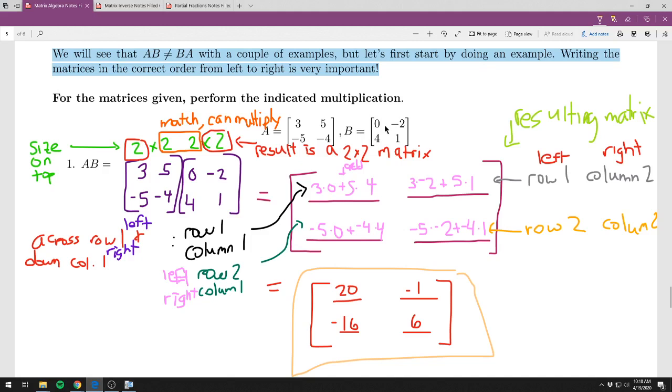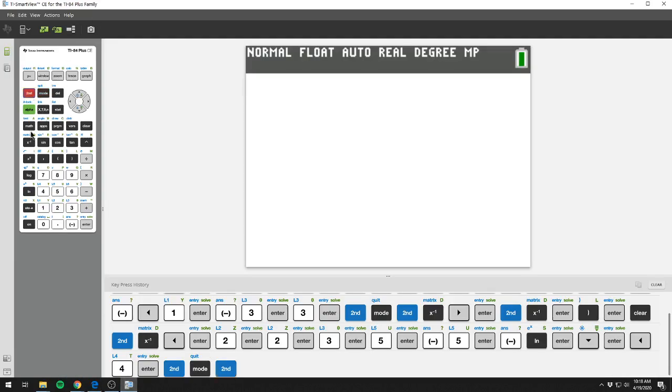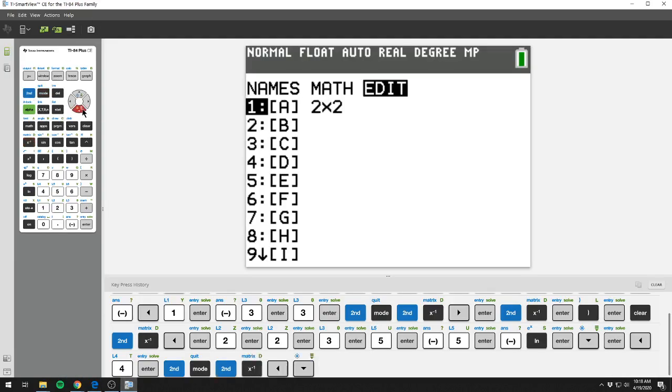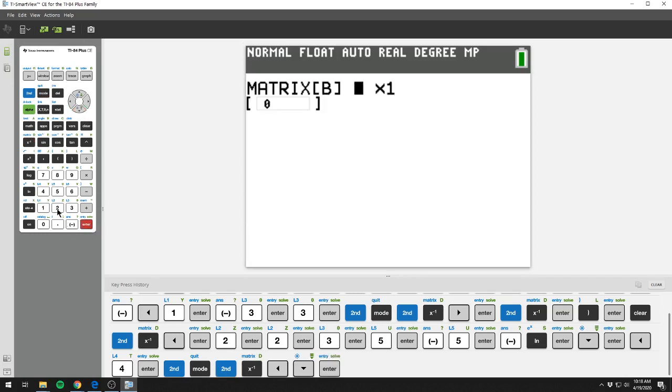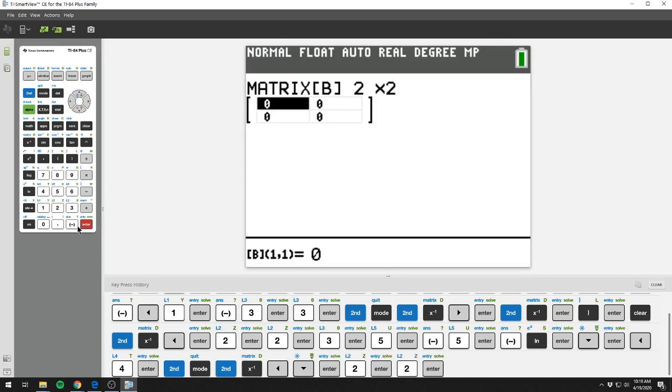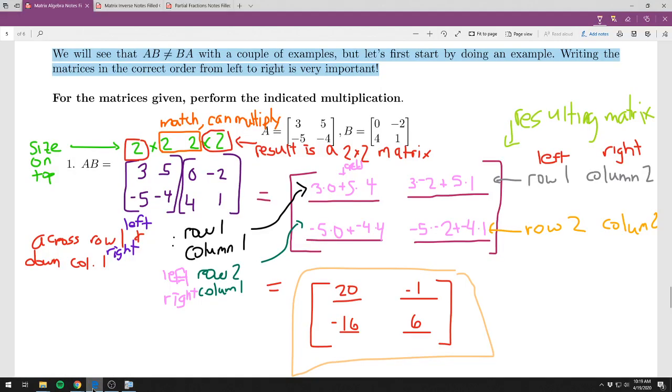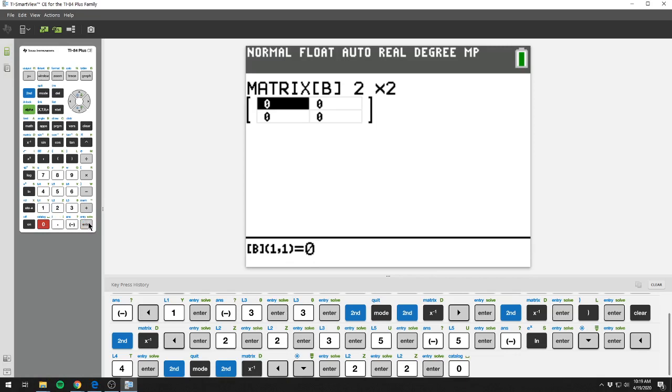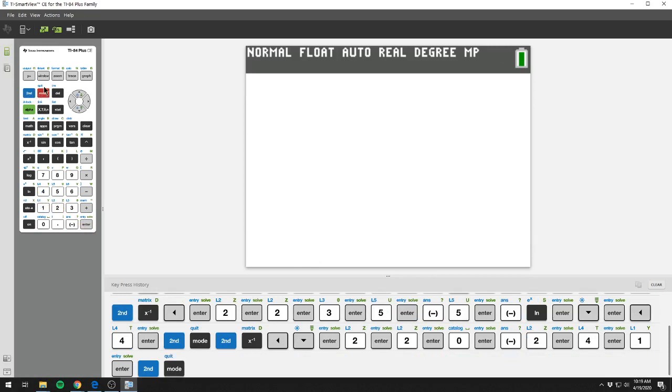Matrix B, 0, -2, 4, 1. So we go back to our matrix menu, go to one you haven't used, matrix B. It is a 2 by 2 matrix. 0, -2, 4, and 1.